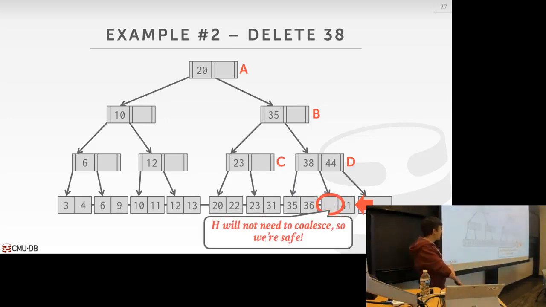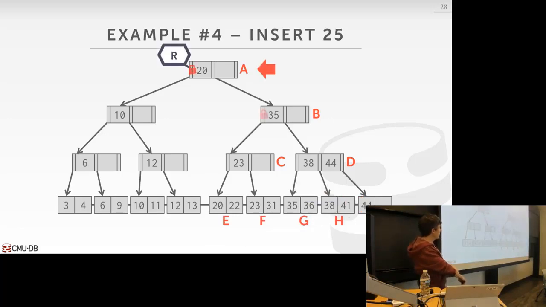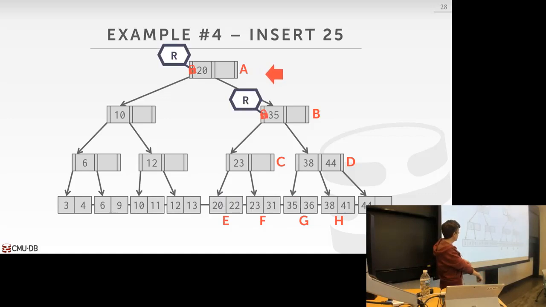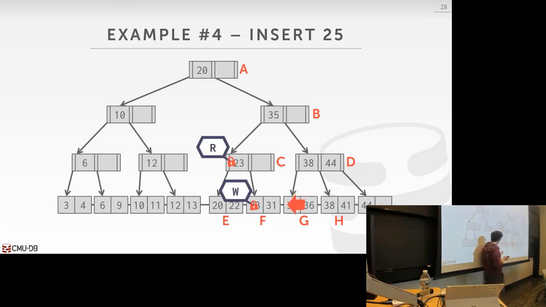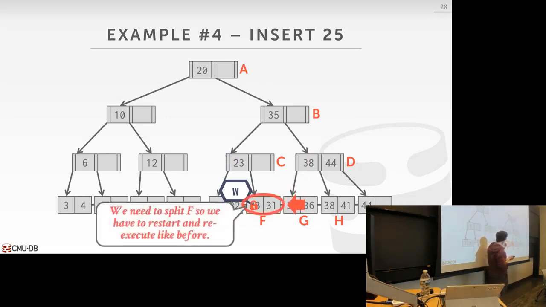Same thing for insert. So insert 25, I take the read latch on the way down. Oops, sorry. I take a read latch and do crabbing all the way down. And then I eventually get to C here, where I take the write latch on F. This one, I recognize that I'm going to have to do a split. So I abort the operation and just restart it. Start from the beginning and take write latches all the way down.